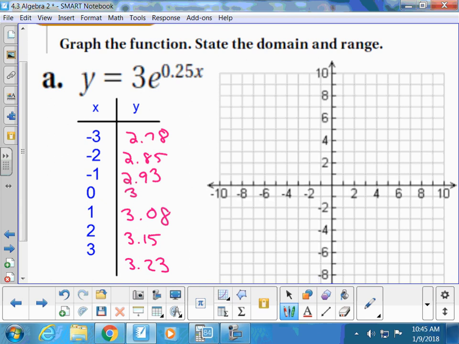3 times e to the point... Oh, you know what? I have an extra 0 in there. Let's try this one more time. I am sorry about that. I know. That's why I was looking. I didn't remember these values from last period, because I did the same problem last period. All right, here we go. See if this looks better. 1.42.